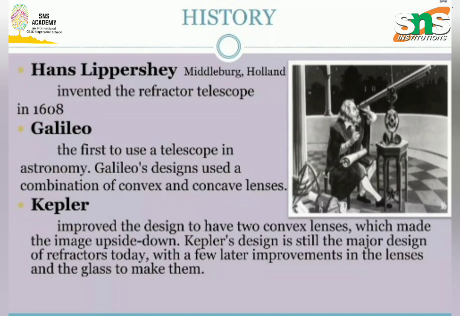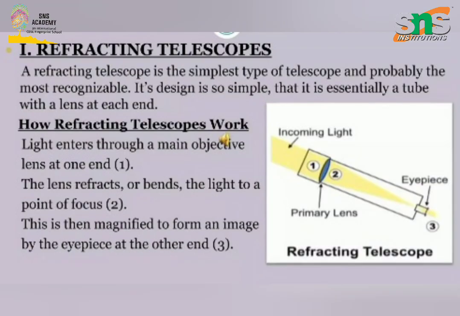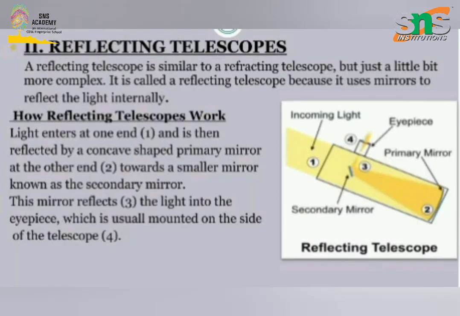So the next one, types of telescope. According to the optical property, it is classified into two groups: refracting telescope and reflecting telescope. In refracting telescopes, lenses are used. Galilean telescope, Keplerian telescope, achromatic refractors are some refracting telescopes. In reflecting telescopes, parabolic mirrors are used. Gregorian, Newtonian, Cassegrain telescopes are some of the reflecting telescopes.